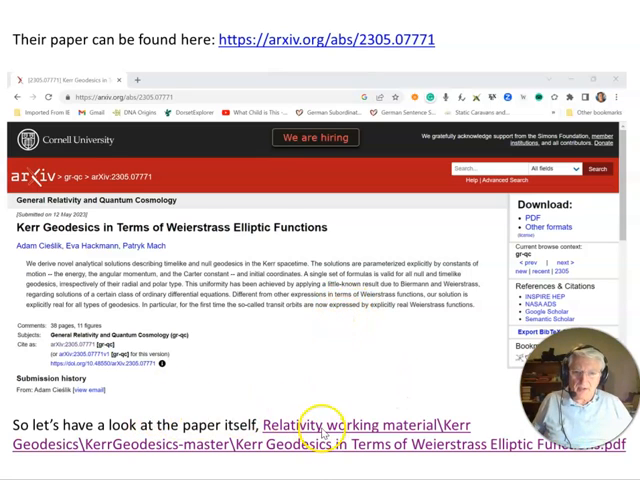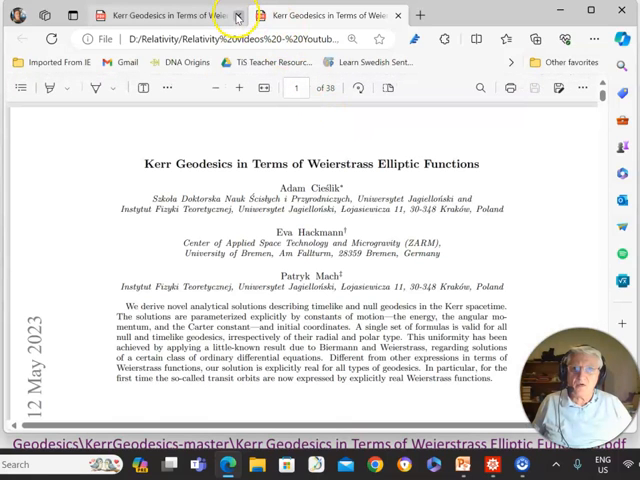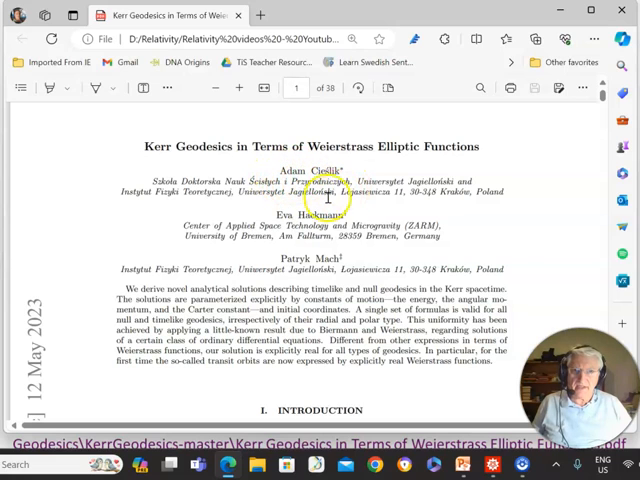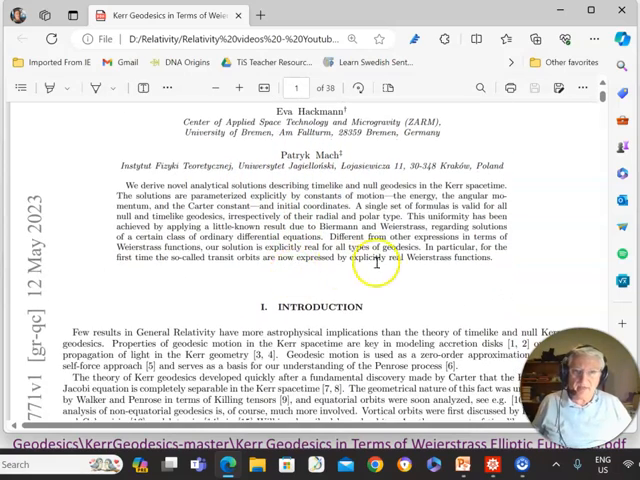Now, what we're going to do is have a look at the paper just briefly. So let me just get that up. All right, and here we go. The authors, Cieslik, Eva Huckman, Patrick Mach. As I mentioned, they derive time-like and null geodesics in the Kerr space-time, so there are some analytical solutions. The solutions are parameterized explicitly in terms of constants of motion, the energy, angular momentum, the Carter constant, and initial coordinates, so the initial starting point.